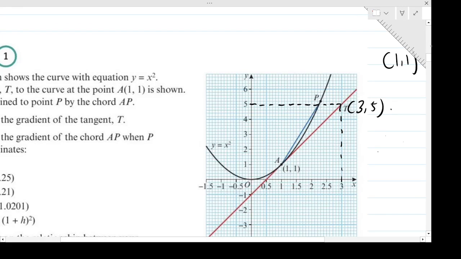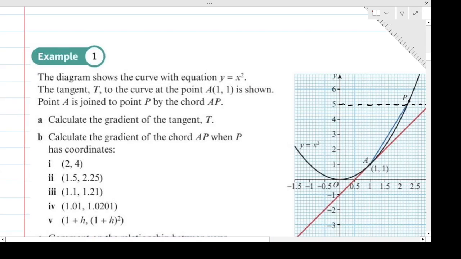And more particularly, because the tangent is the tangent at the point A on the curve, that tells me at the point A on the curve x squared, the gradient is 2. So the steepness of the curve at that particular point A is 2.